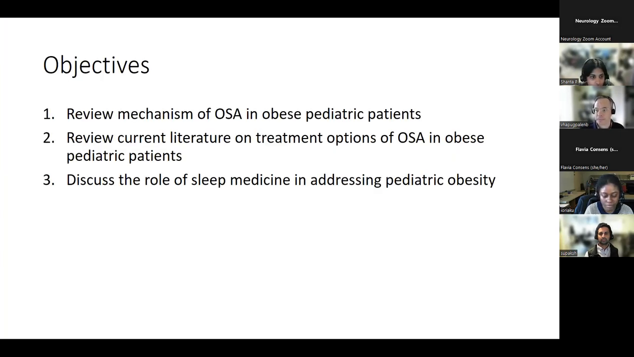So there were a couple of things I wanted to review. The mechanism of OSA in obese pediatric patients. There's not a lot of literature on really any of these topics, but I tried to find some nice studies that outlined in an evidence-based way a lot of these things. And then to review the current literature on treatment options for OSA in obese pediatric patients, and then also, is there a role for sleep medicine in addressing pediatric obesity? That's kind of the discussion I wanted to have at the end.